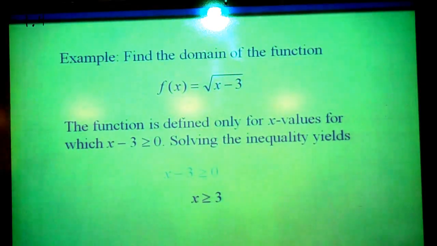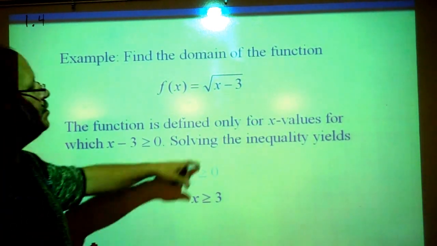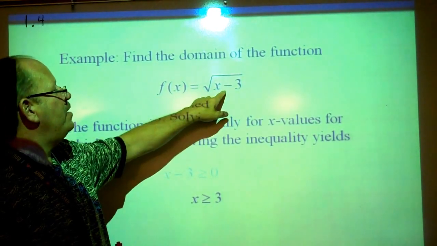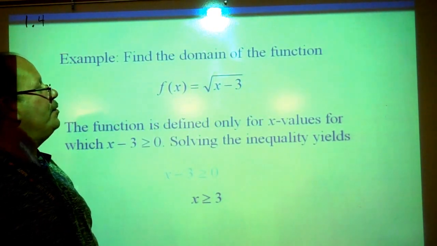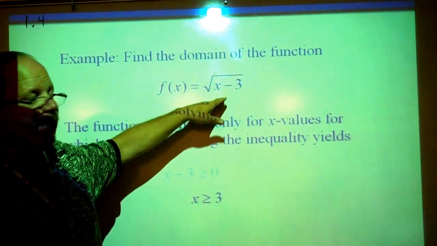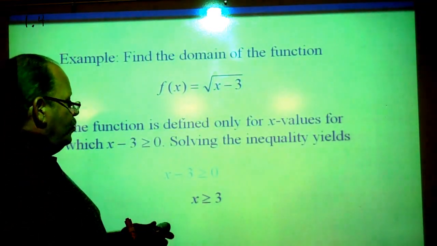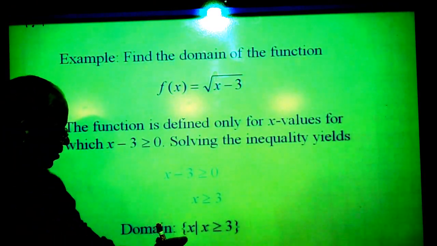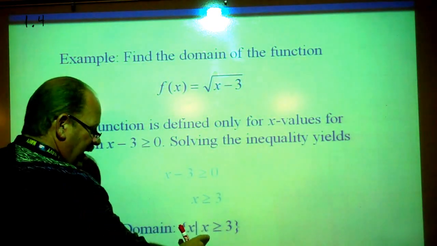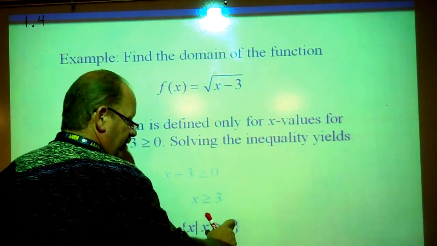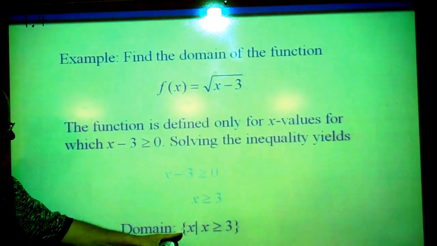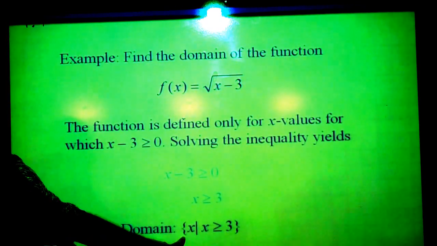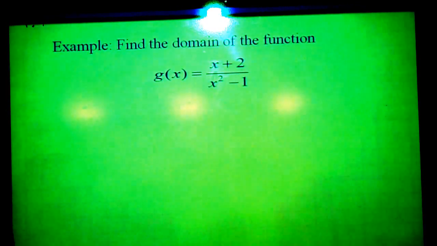When we solve this, we see that x has to be greater than or equal to 3. If we put 2 in here, 2 minus 3 is negative 1. You can't take the square root of negative 1, so negative 1 is not a member of the domain. And so the way we would write this in set notation would be x such that x is greater than or equal to 3. This is called set notation. These funny little bracket thingies here describe a set.